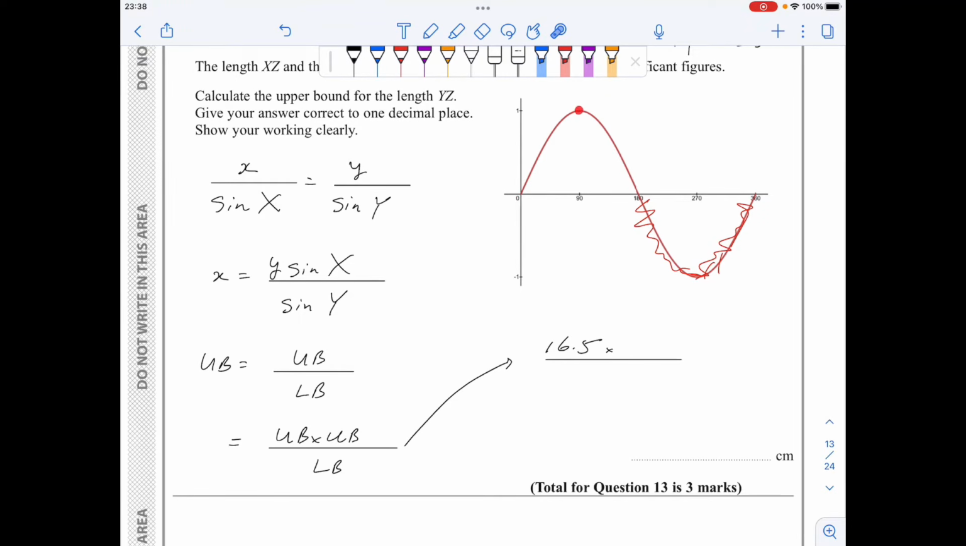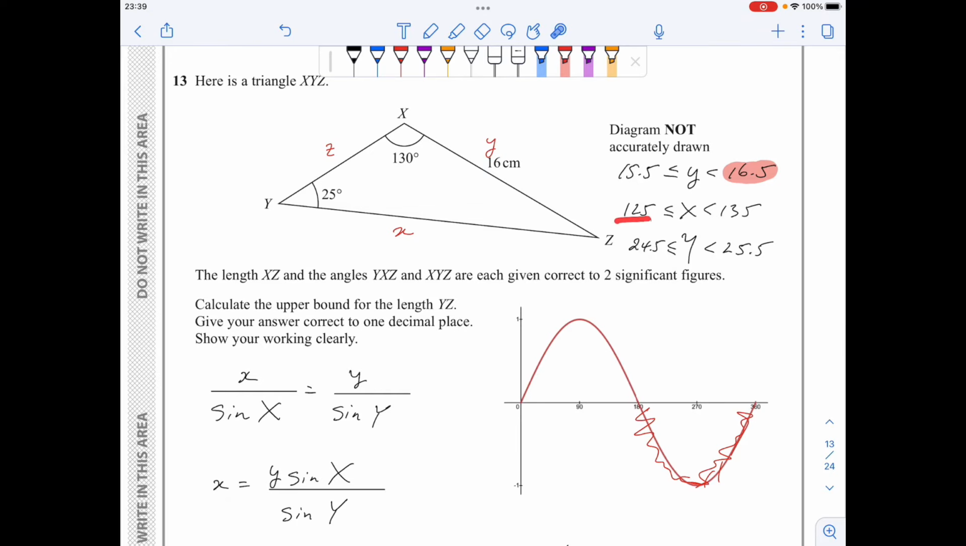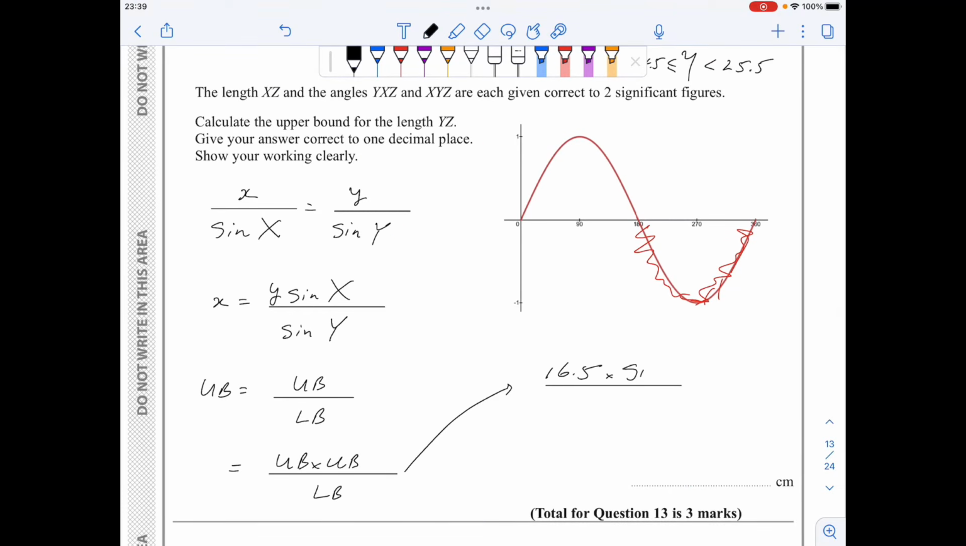Note the maximum value happens when x is 90 degrees. So the closer I am to 90 degrees, the bigger the value of sine x. If I move further away from 90, my graph gets closer to 0. So to get an upper bound for sine x, I need an angle of x that is as close as possible to 90 degrees, and out of the two extremes, 125 is closer to 90 degrees. Let's write this down, sine of 125.